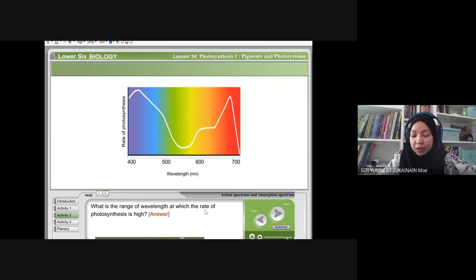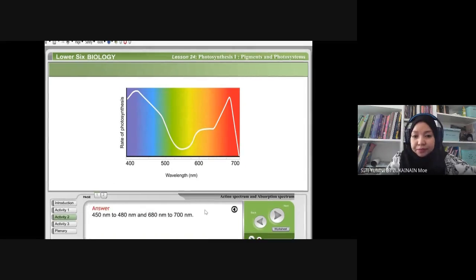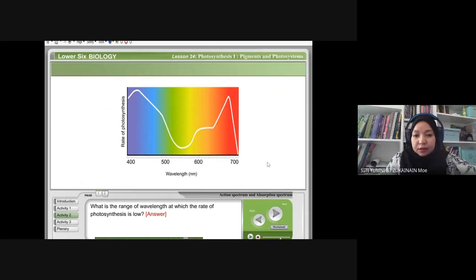Remember, the absorption spectrum shows the wavelengths of the colors of greatest absorption, while the action spectrum shows the rate of photosynthesis. So the rate of photosynthesis is higher in this range, 450 to 480 nanometer in the blue part, and in the red part, 680 to 700 nanometer.